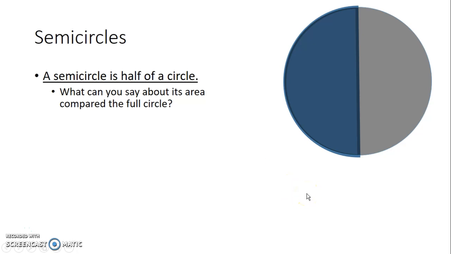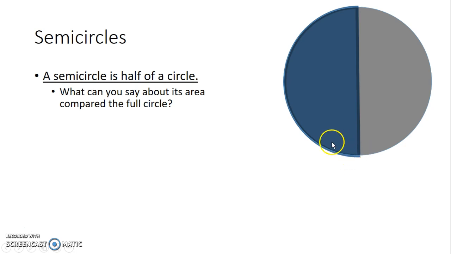We've talked about circles before, and we've talked about how to find the area and perimeter of circles. But what about parts of a circle? So this is a semicircle, and it's half of a circle. So what do you think would be true about its area compared to a full circle?